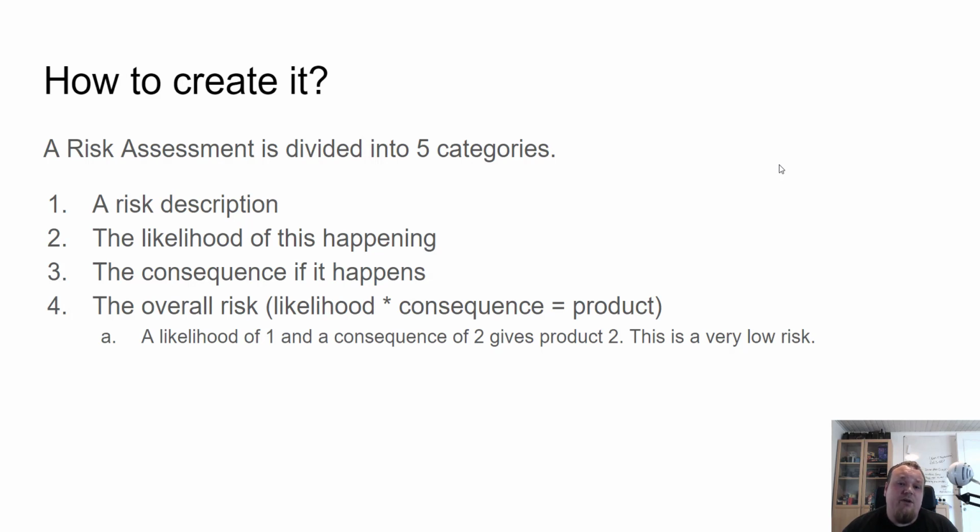Okay, so the overall risk is you take likelihood and you multiply that with the consequence and you get a product. So if you have a likelihood of 1 and a consequence of 2, that gives the product of 2, so that's a very low risk.